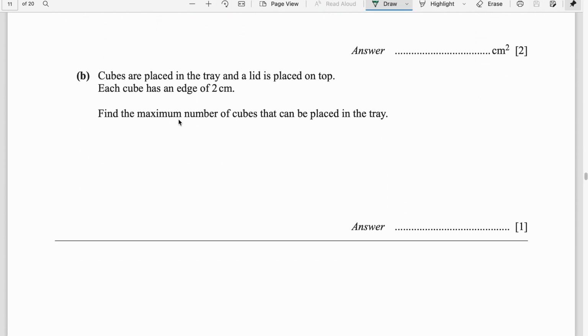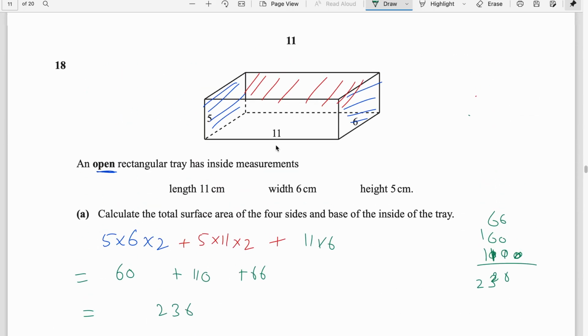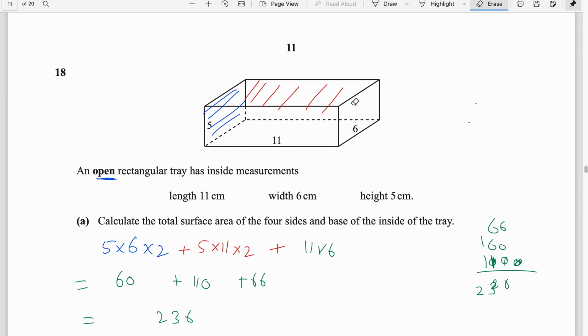B part. Cubes are placed in the tray and a lid is placed on top. Each cube has an edge of 2 cm. Find the maximum number of cubes that can be placed. If you place the cubes, there will be only 2 cubes on this side, as 5 by 2 is 2.5. So 2 cubes, 1 cm would be left. And on this side, 6 by 2 is 3, completely filling, no wastage of space.